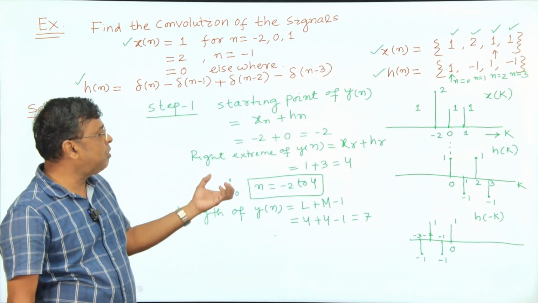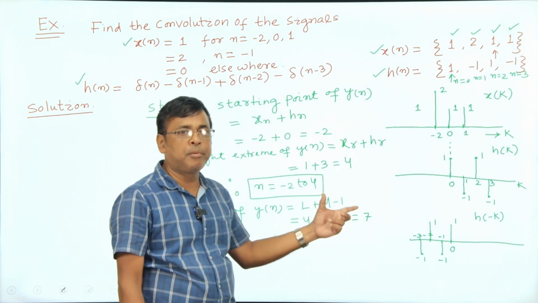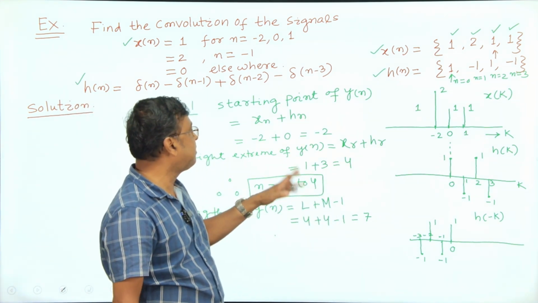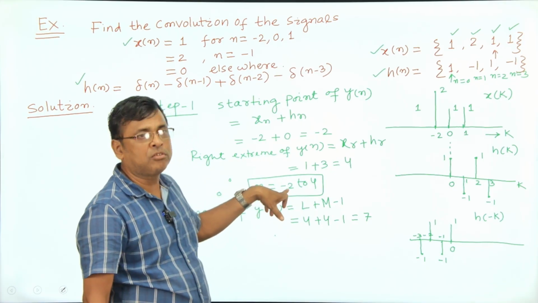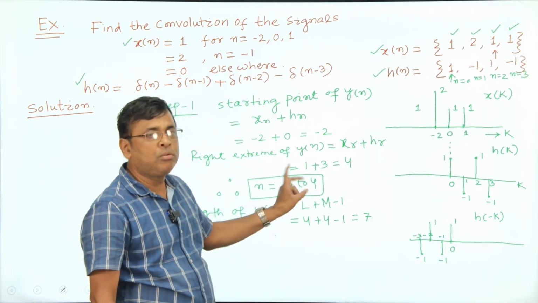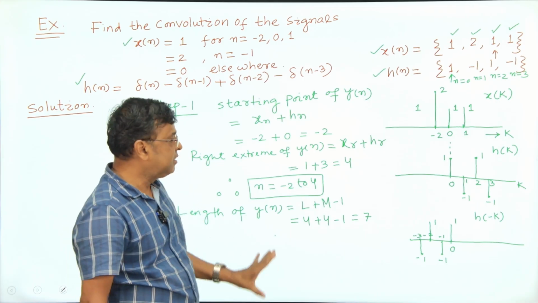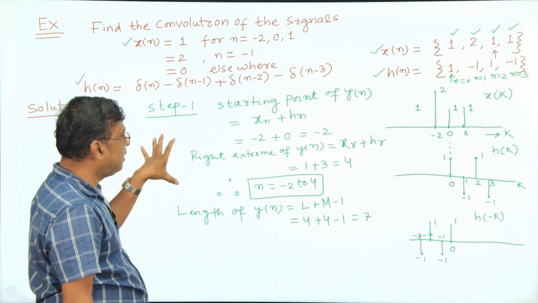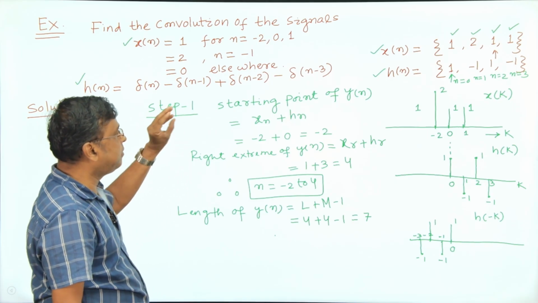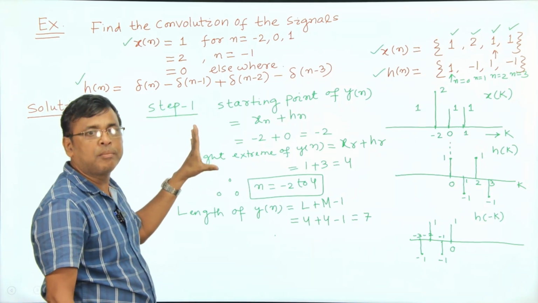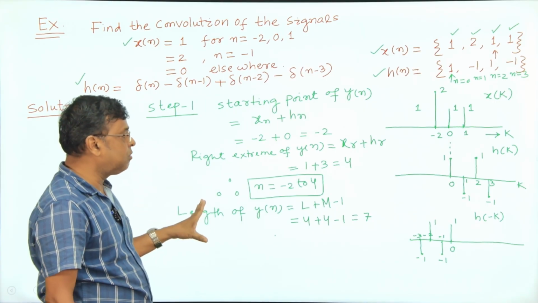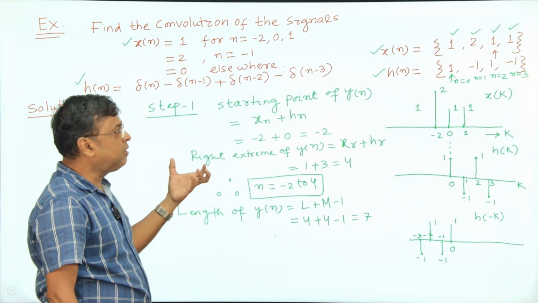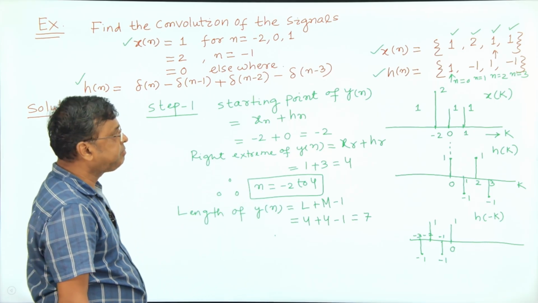Our required y of n length must be equal to 7 samples, and it must start from n equal to minus 2 and end at n equal to 4. Are you clear or not? So that's why, step 1 is, you have to determine the starting point of y of n. Then find out the ending point of y of n, and the length of y of n, that is your 7.